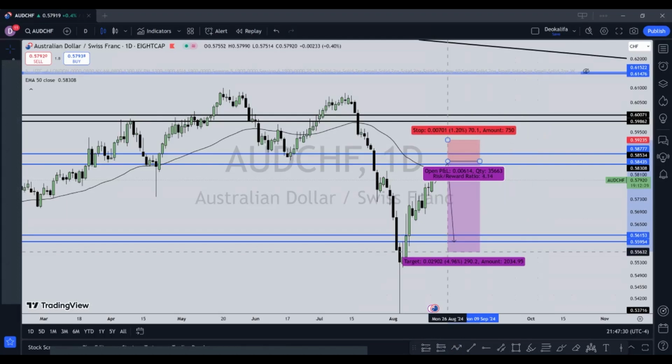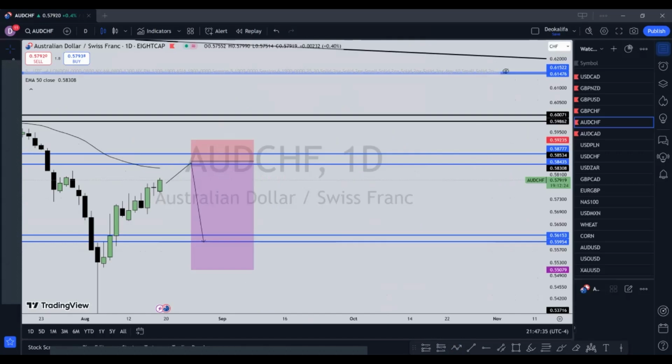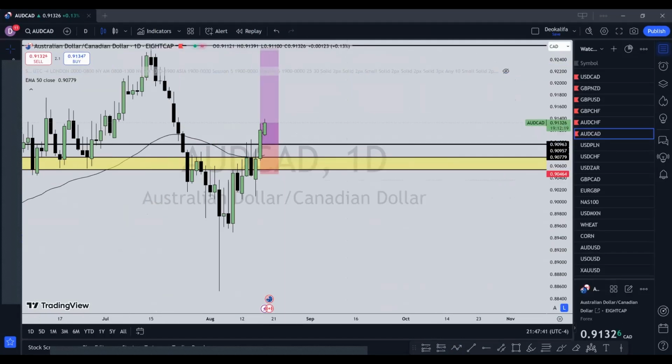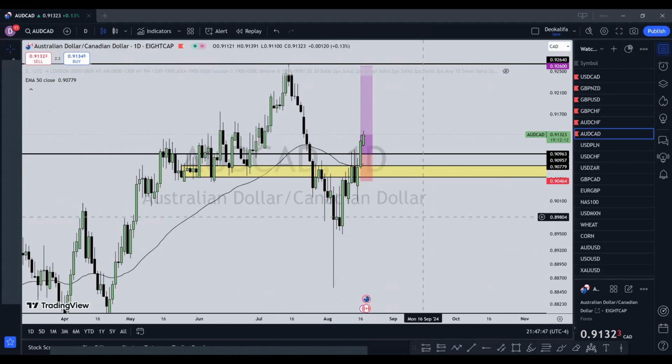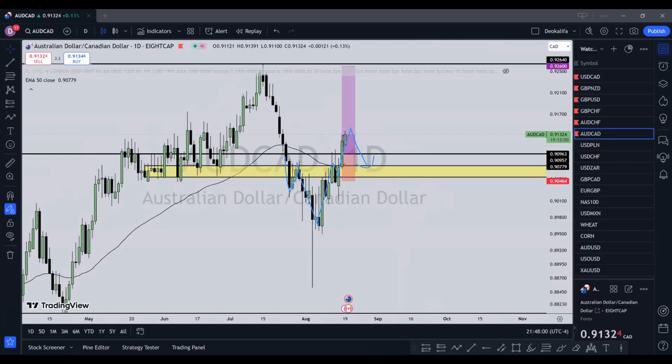So this is how I will be setting up, just taking price to the previous low. The next pair is going to be AUDCAD. And what I'm looking at, if you look, we have this downtrend that I think is broken. So if we have a pullback to this area, I think longs should be good.